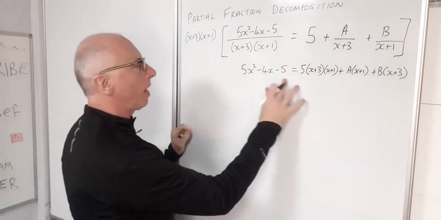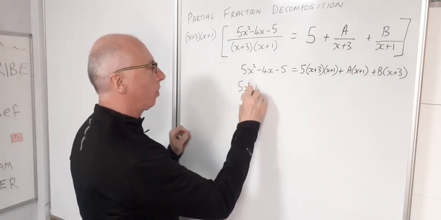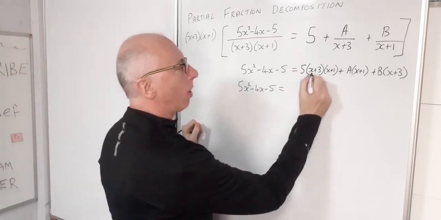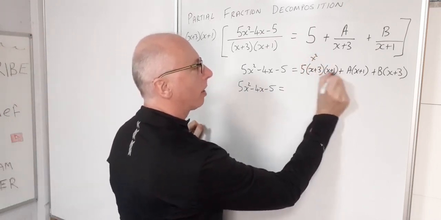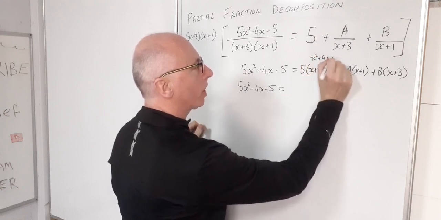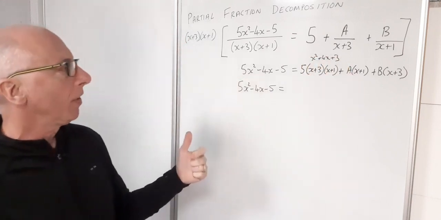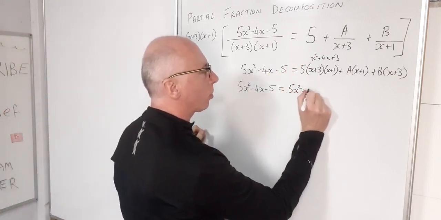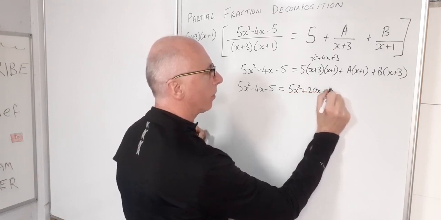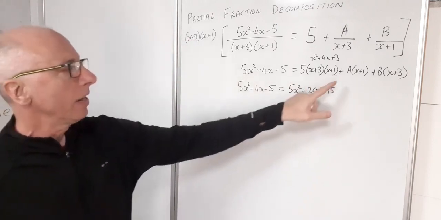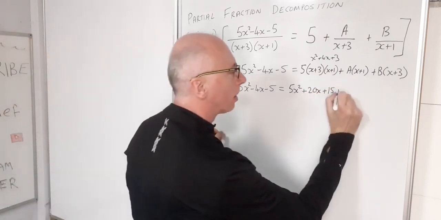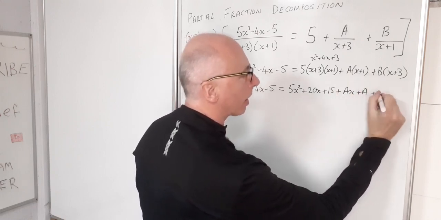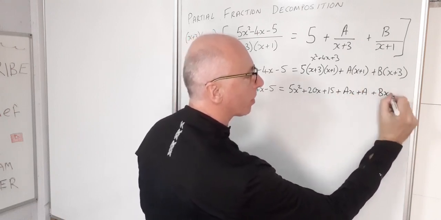So now I've got 5x squared minus 4x minus 5, and let's just multiply this all through. So this one here will give me x squared plus 4x plus 3, and then multiply all that by 5. I'll have 5x squared plus 20x plus 15, so that's all that taken care of. Then I'll have A times x and A times 1, so that's just an A. And here I'll have B times x and B times 3, so I just write 3B.